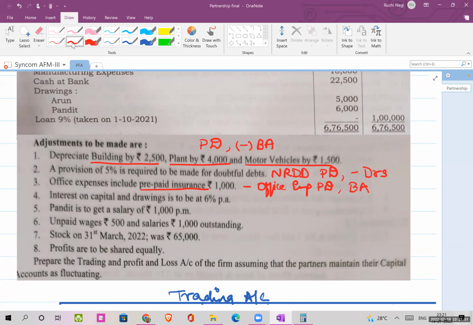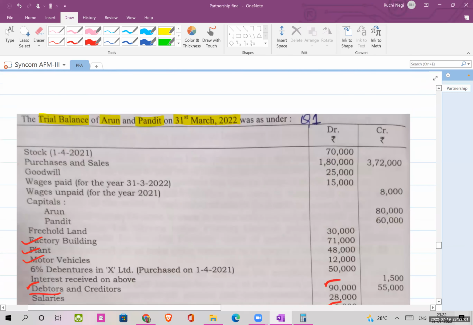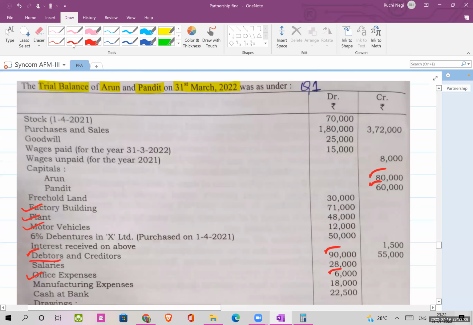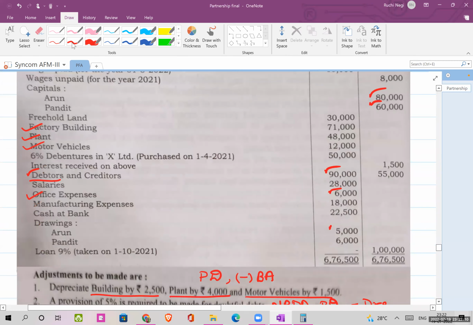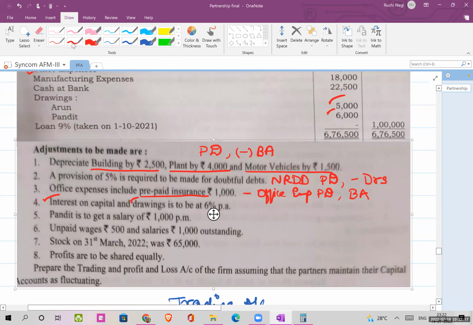Next, we will be calculating interest on capital and drawings. The rate is given as 6% per annum. Let us put a tick mark on capital because it has an adjustment. And next, drawings, 5,000 and 6,000. So this will be P&L appropriation and it will be reflected in your capital account.